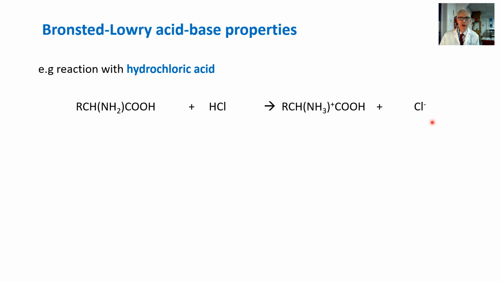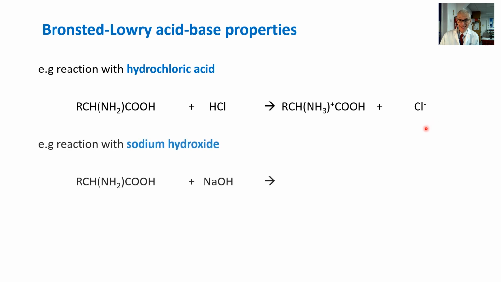So let's move on to reactions with bases. Again, if we take an alkali like sodium hydroxide, the amine group will not be involved, but the carboxyl group will show its acid property by reaction with sodium hydroxide. So pause the lesson and complete the equation with the product formulae.